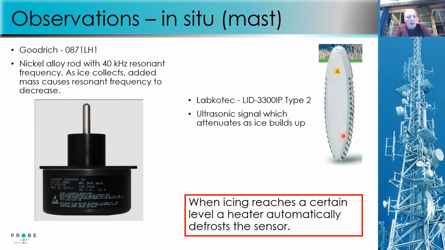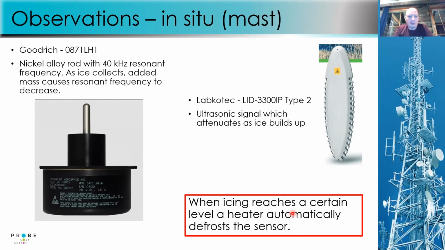Okay, so these have actually been in use for a while. They tend to work quite well. However, there are a couple of issues with them sometimes. When icing has reached a certain level, if there's a certain amount of buildup of ice, then the heater starts to automatically defrost the sensor, and now this actually means that it's not working. So it's not giving you any information while the heater is on, because obviously you're not measuring any icing. So you lose a period of time.